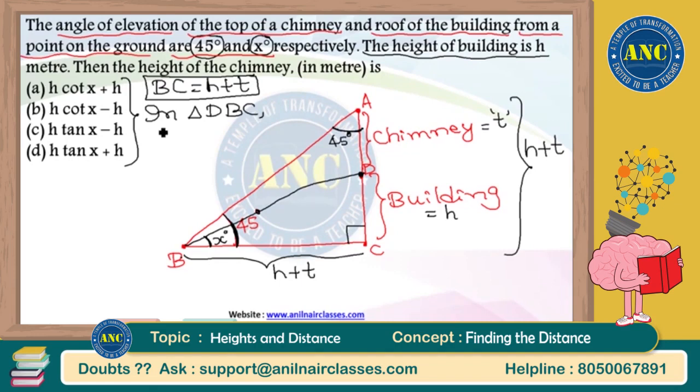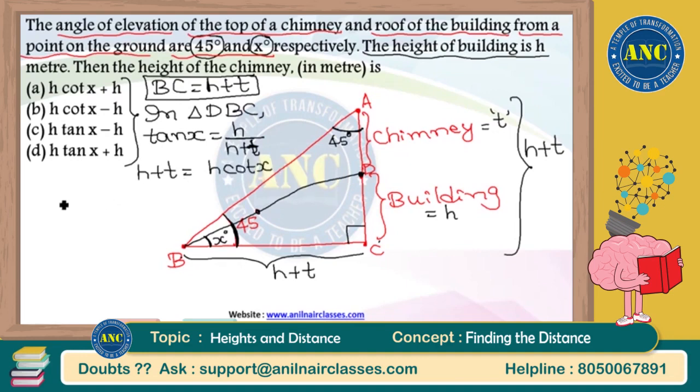I can't help. I need to apply tangent of x and simplify. Tan x is nothing but opposite to that is DC. DC height is h. Adjacent to that is BC. BC I know right now as h plus t, right? I found out already BC value. Now, can I say like this, sir? Can I say this h plus t is nothing but h divided by tan x or h into cot x, right? H into cot x.